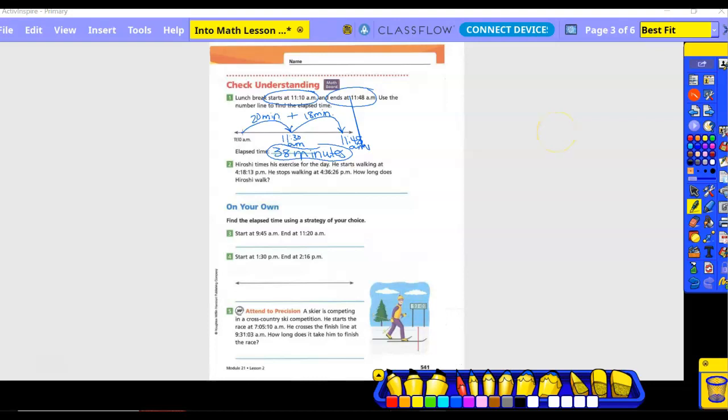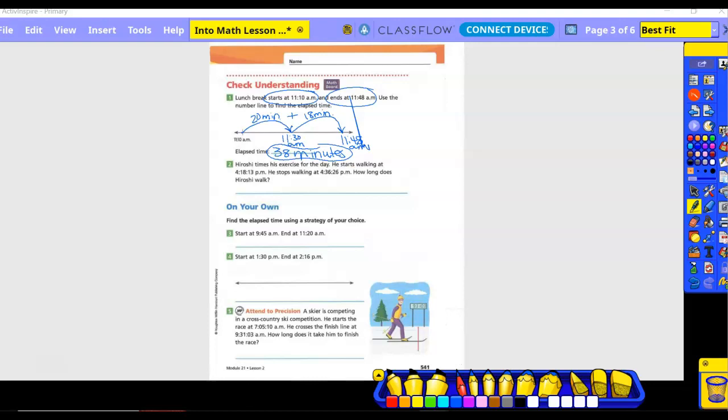Number 2, Hiroshi times his exercise for the day. He starts walking at 4 o'clock or 4:18 and 13 seconds p.m. He stops walking at 4:36:26 p.m. How long does Hiroshi walk? Okay, so this one, doing a number line is not going to work the best for us, right? Because we'd have to do all the seconds and then we'd have to do the minutes.